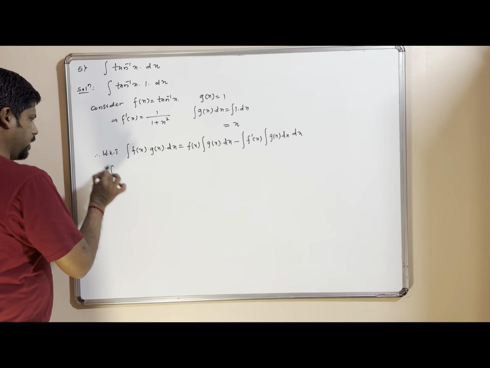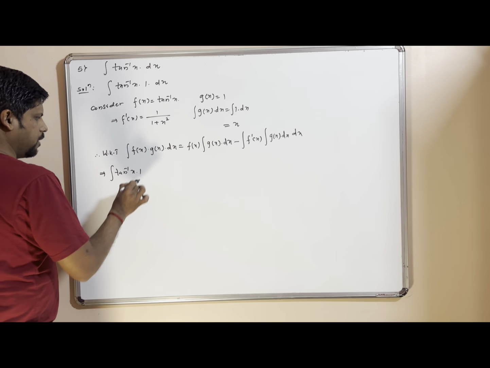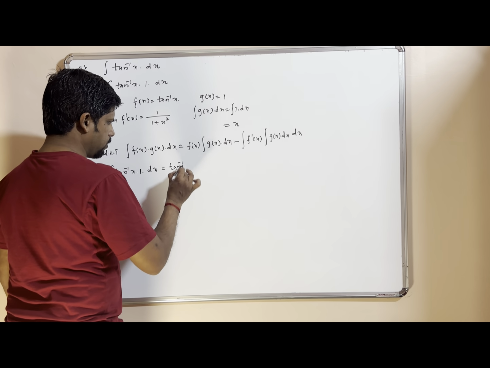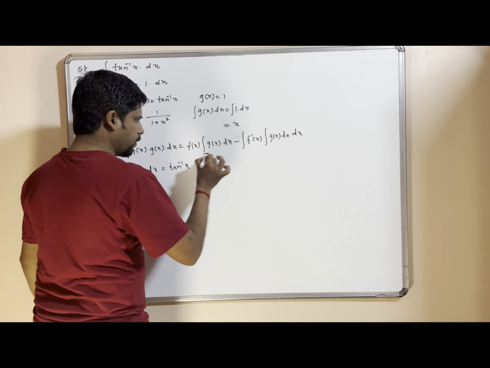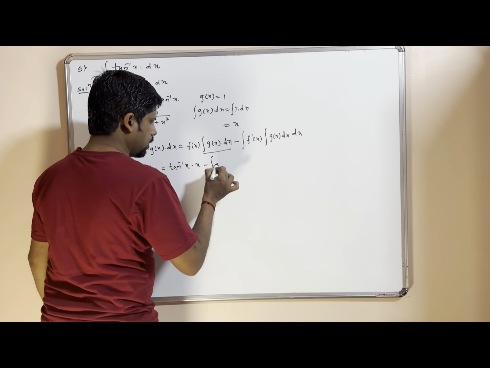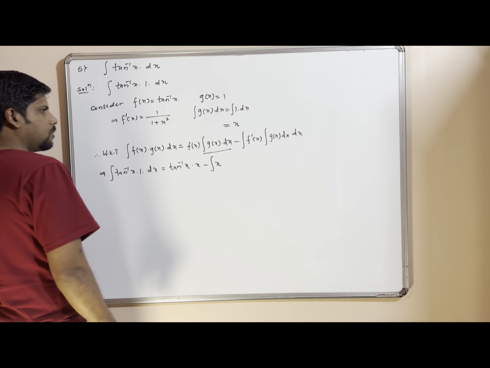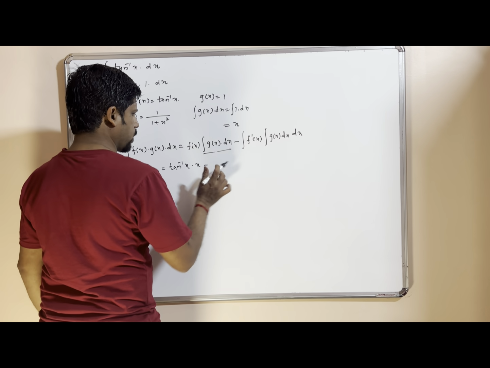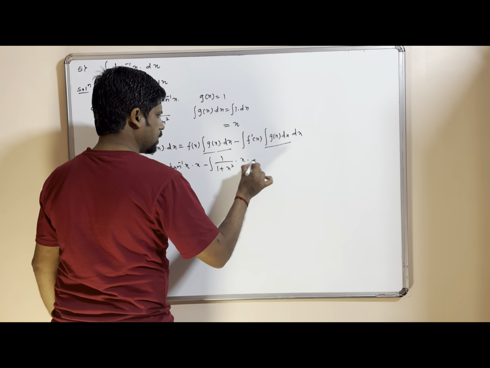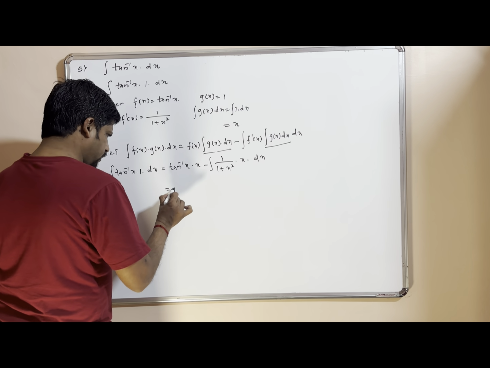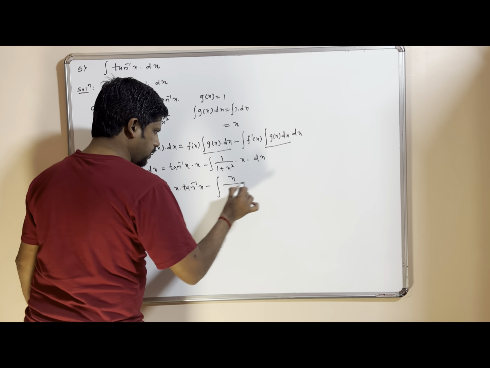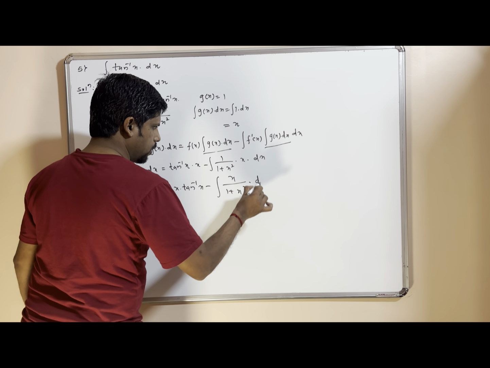Now substitute: integration of tan inverse x into 1 into dx is equal to tan inverse x, keep it as it is, because f of x, integration of g of x is x, so into x minus integration of, because f dash of x is 1 upon 1 plus x square, 1 upon 1 plus x square into this one, x into dx. So first function as it is, x into tan inverse x minus this can also be written as x divided by 1 plus x square into dx.